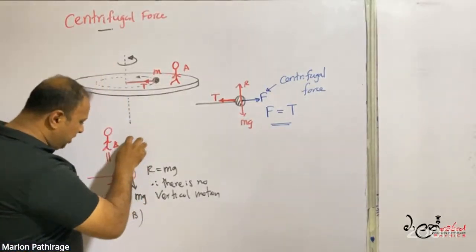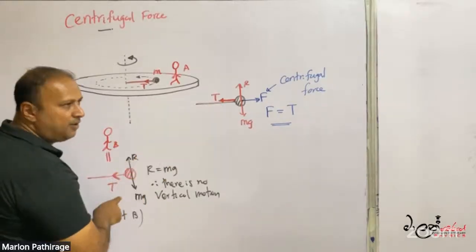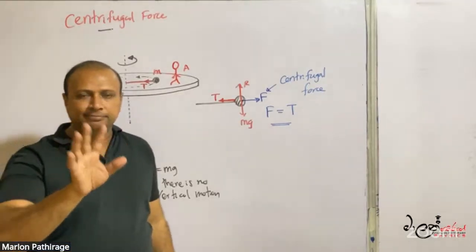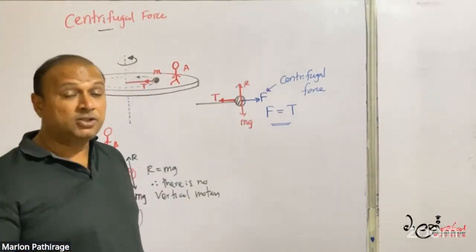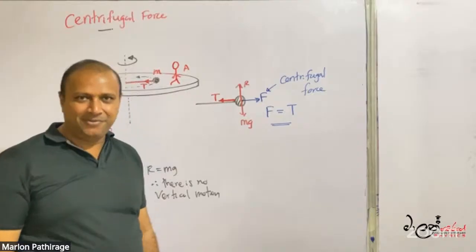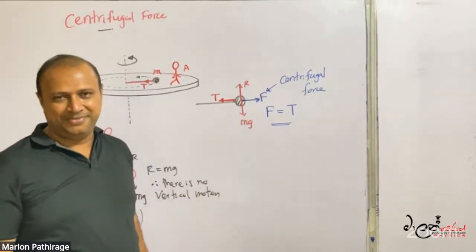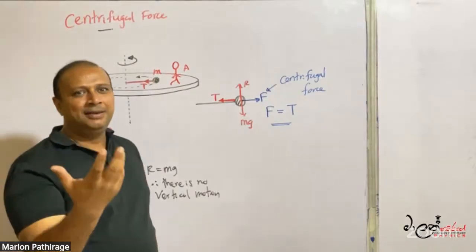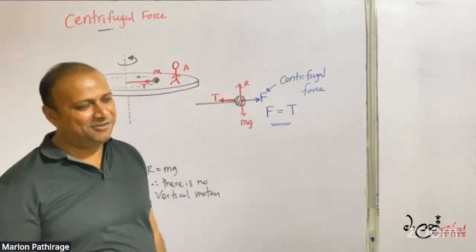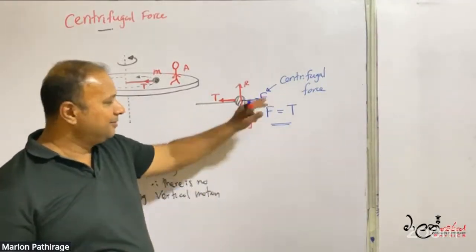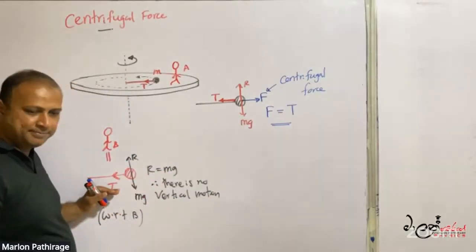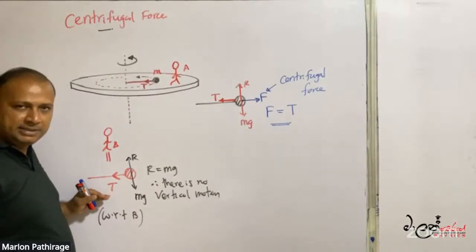With respect to the inertial frame, there is no centrifugal force. So we cannot have that force when we apply F equal ma. Otherwise, how can we apply F equal ma? Therefore, when we apply F equal ma, this force is not there because F equal ma is valid only in inertial frames. In inertial frames, there's no centrifugal force.